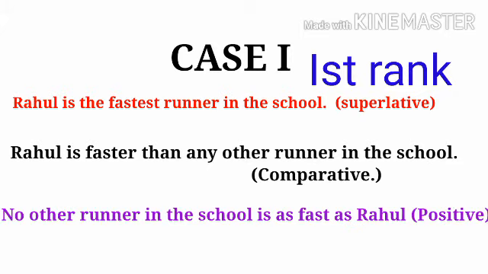So when you are writing in the positive degree, you have to write using no other, very few, etc. You can never begin with the same part of the sentence. Superlative and comparative begin with the same part of the sentence, whereas positive always starts with some other form. If it is a first rank item, we use no other. So let's see what will be the answer here. No other runner in the school is as fast as Rahul.